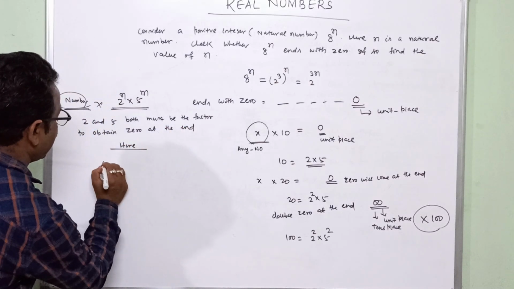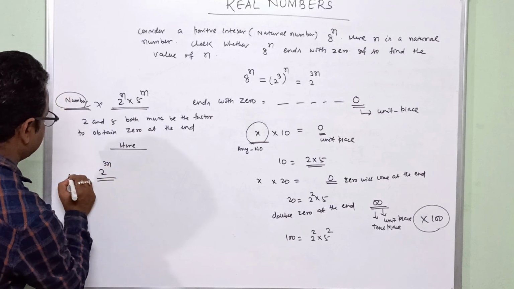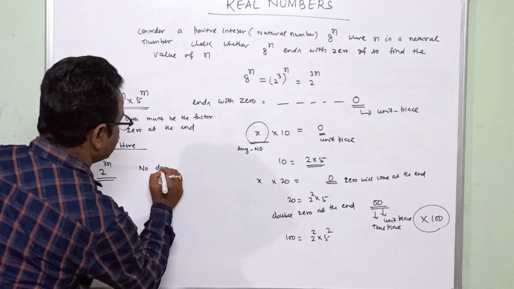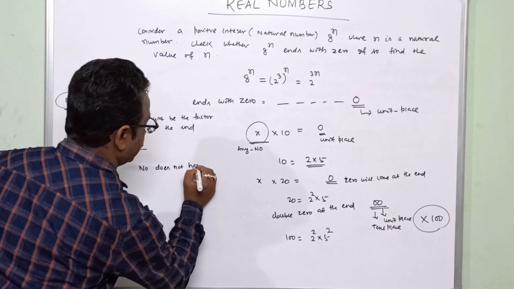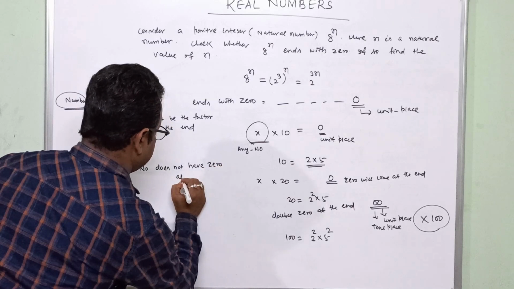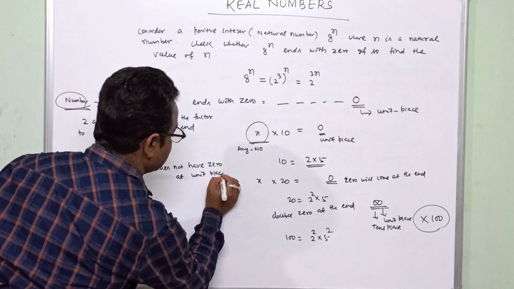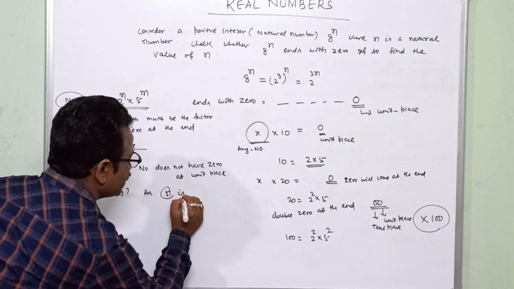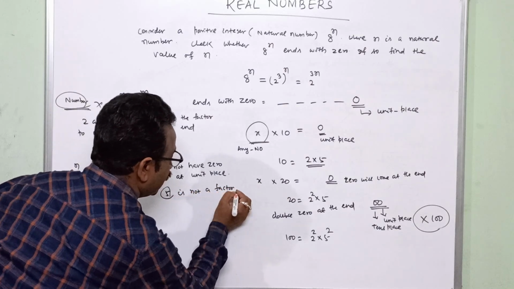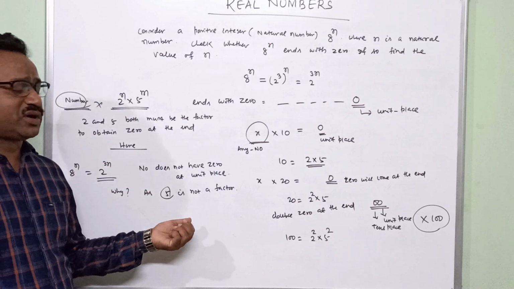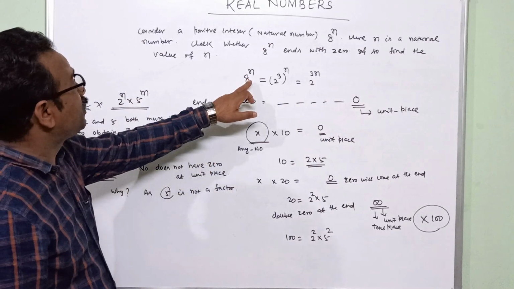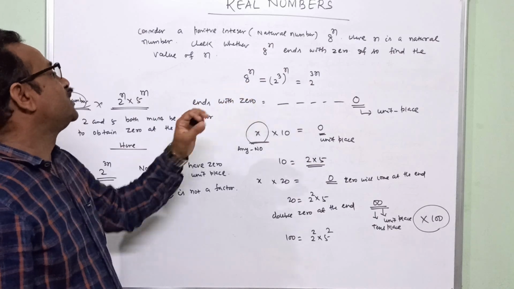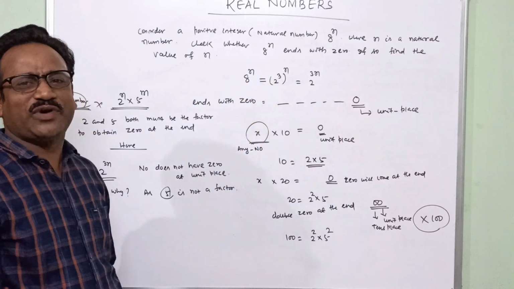Here, 8 to the power n is equal to 2 to the power 3n. No, it doesn't have 0 at the end, at the unit place. Why? As 5 is not a factor. 2 is there, but 5 is not a factor. So we will say 8 to the power n does not have 0 at the end. So if it does not have 0, what is the question of finding the value of n?